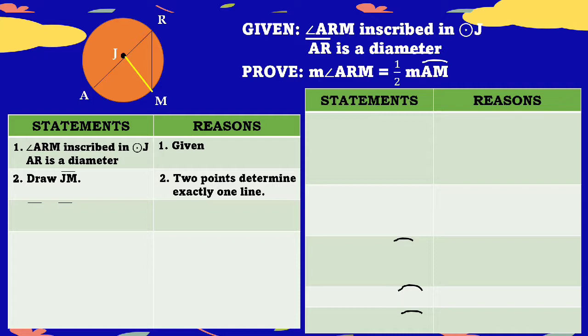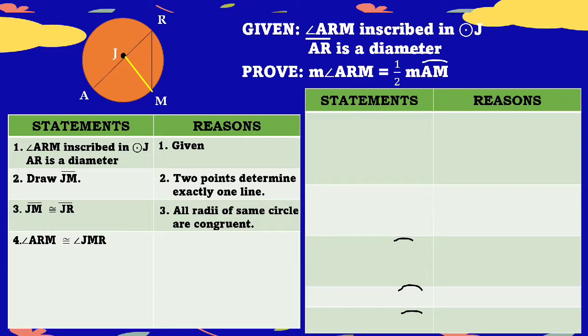After drawing segment JM, we have already triangle RJM. And also, segment JM is congruent to segment JR. For what reason? All radii of the same circle are congruent. Number 4, angle ARM is congruent to angle JMR.